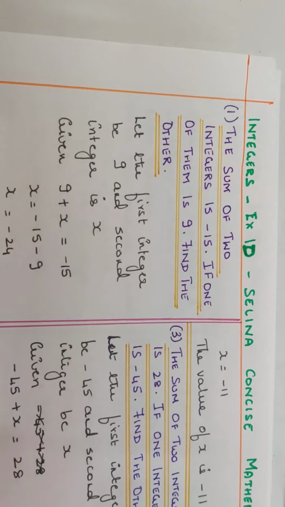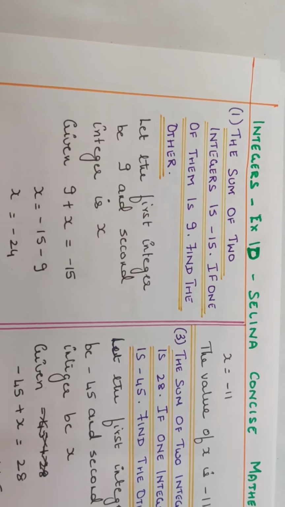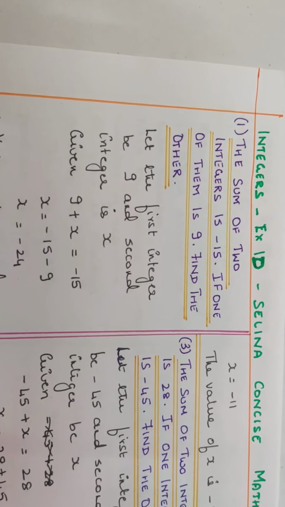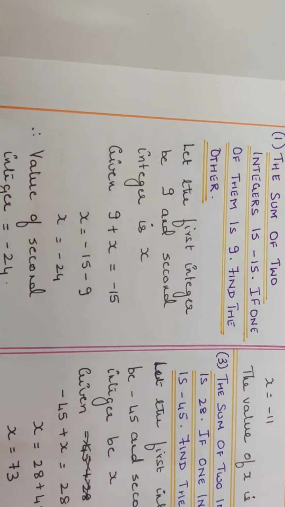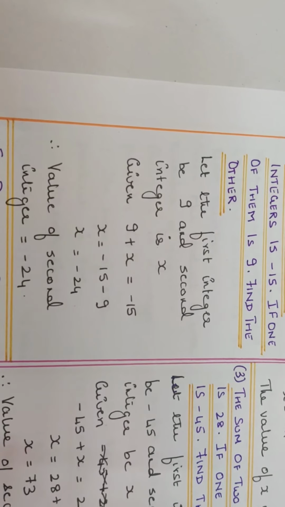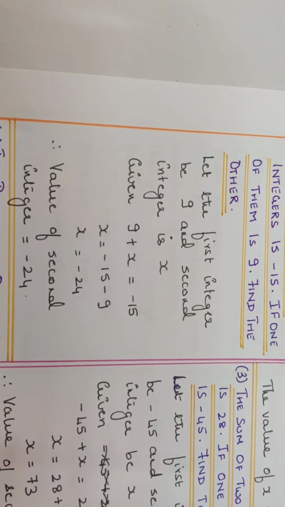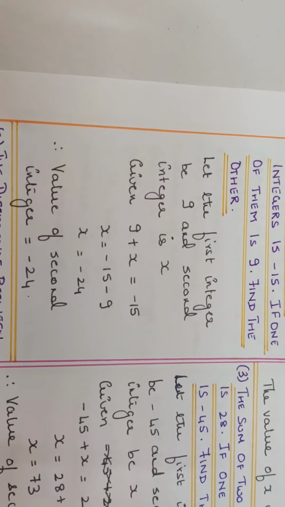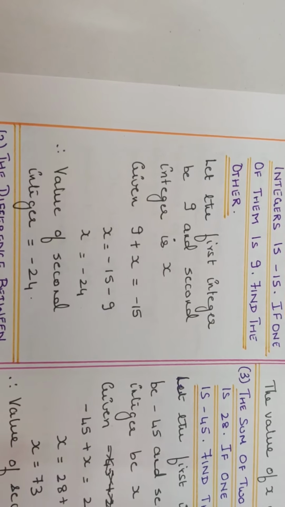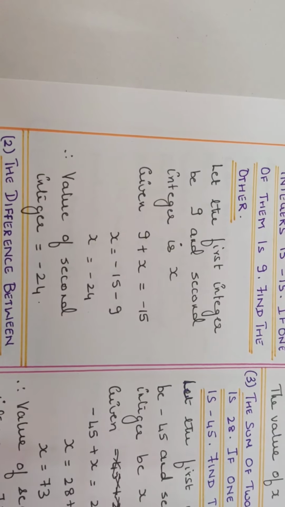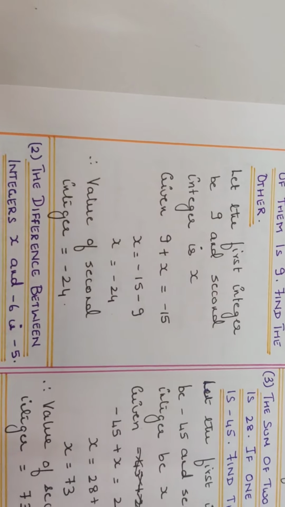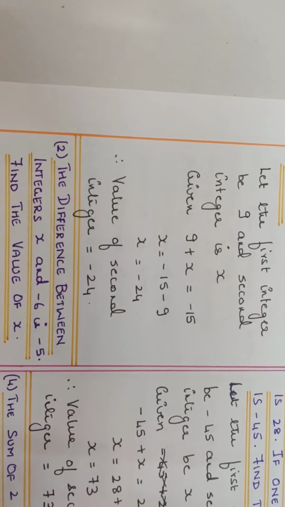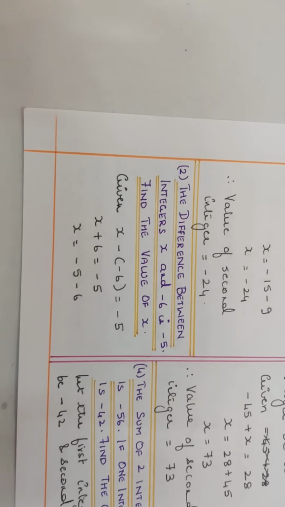The sum of two integers is minus 15. If one of them is 9, find the other. So the first integer is 9. Let us assume the second integer as x. Therefore, the expression becomes 9 plus x is equal to minus 15, and therefore x is equal to minus 15 minus 9, because 9 from the left hand side moves to the right hand side. So the plus sign becomes a negative sign. Therefore, x is equal to minus 15 minus 9, and the value of x will be minus 24. Therefore, the second integer would be minus 24.